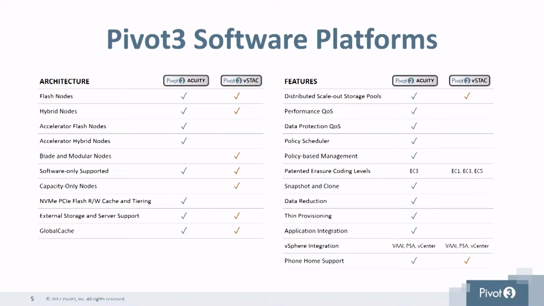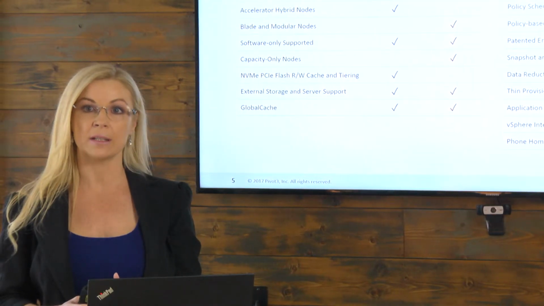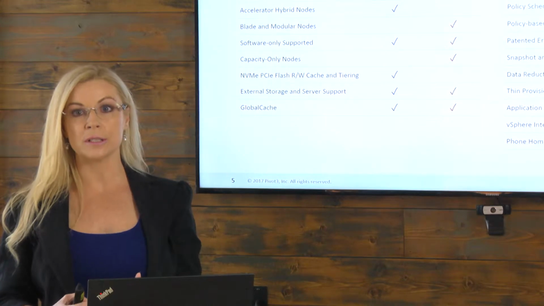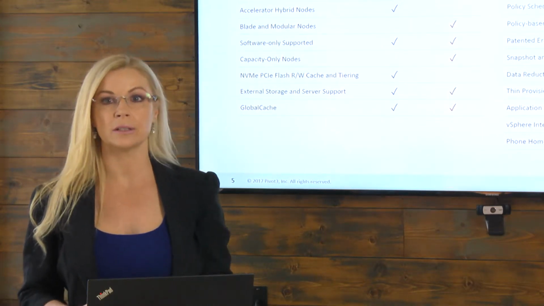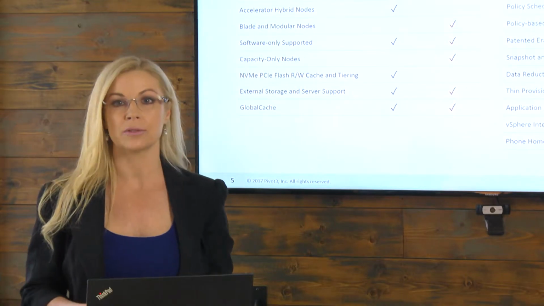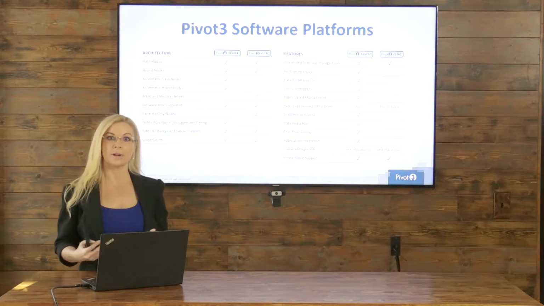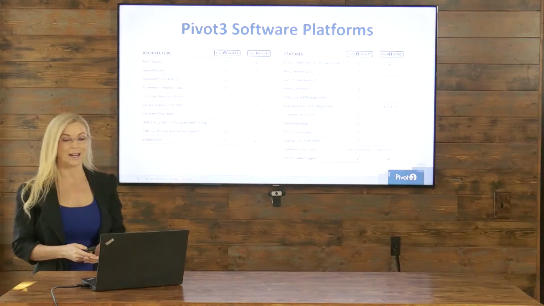The big difference between the two product lines is not within the hardware, it's mostly within the software stack. So if you look here across the different features that are supported, you can see that Acuity has a lot of the data center focused capabilities that most people expect. Things like data reduction, snapshotting and cloning, and those type of capabilities that people are used to having in the data center today. These are also functions and features that are not necessarily needed in the video surveillance space. And that's why you'll find that they are not features that are enabled in VStack today.